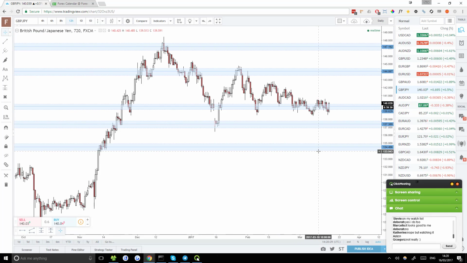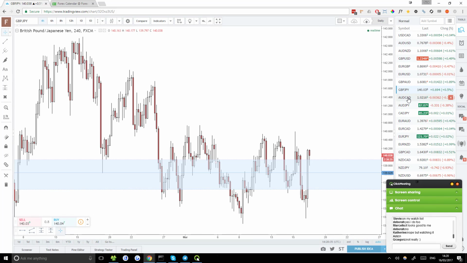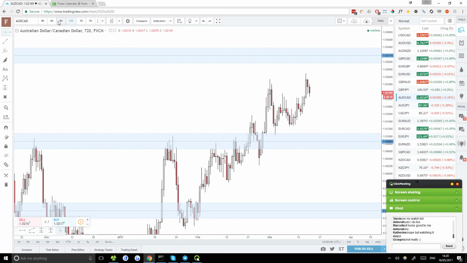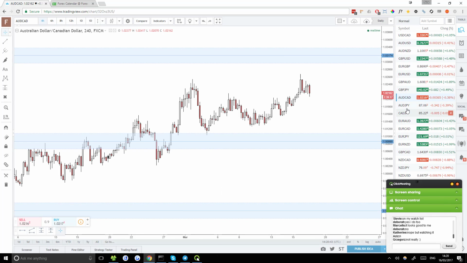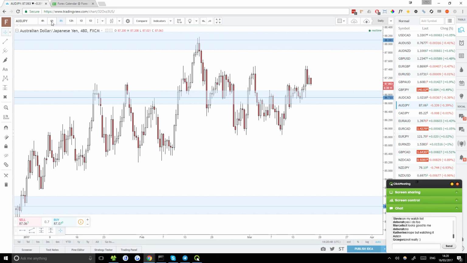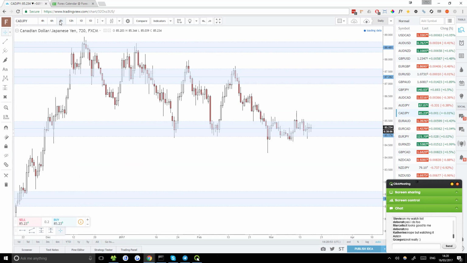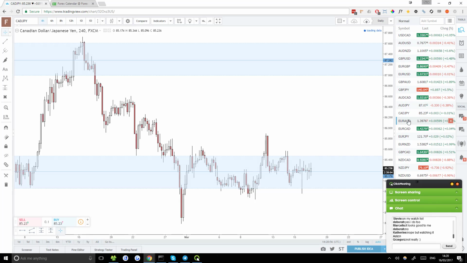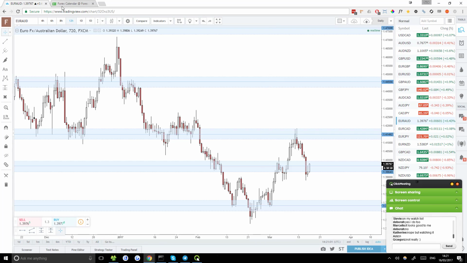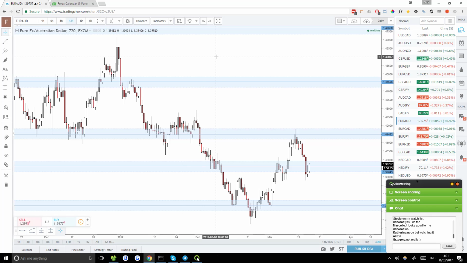GBP JPY. What's up with GBP JPY? Nothing happening. AUDCAD in between two areas of support and resistance. AUD JPY. No, CAD JPY. Nope. Euro AUD. Okay, that looks somewhat interesting. Oh, a bit late maybe. Yeah, a bit late.